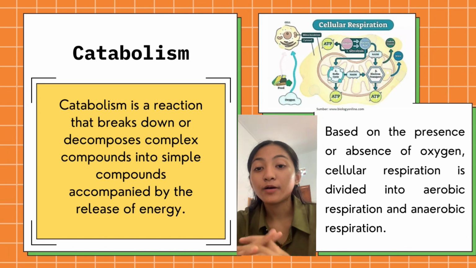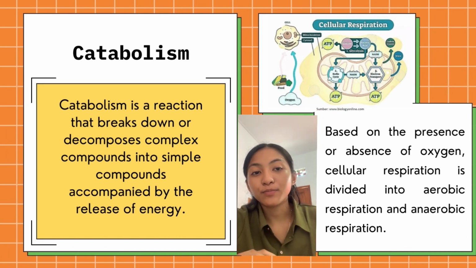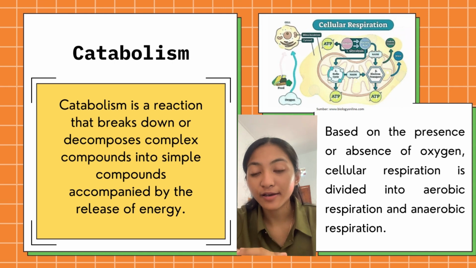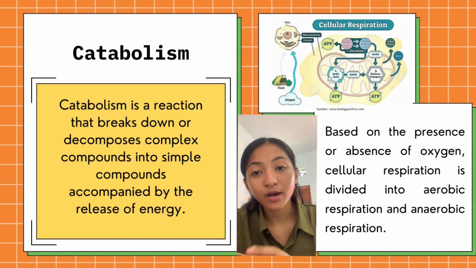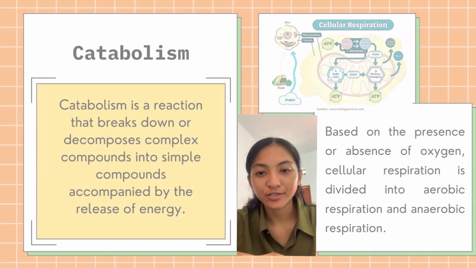Next, we talk about catabolism. Catabolism is a reaction that breaks down or decomposes complex compounds into simple compounds, accompanied by the release of energy. And based on the presence or absence of oxygen, cellular respiration is divided into aerobic respiration and anaerobic respiration.